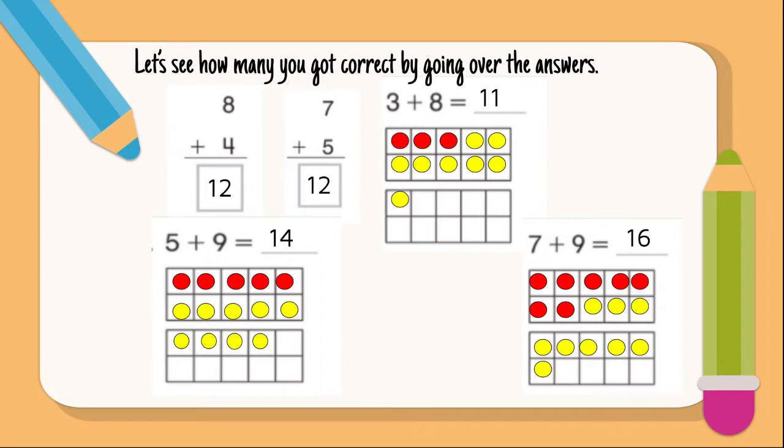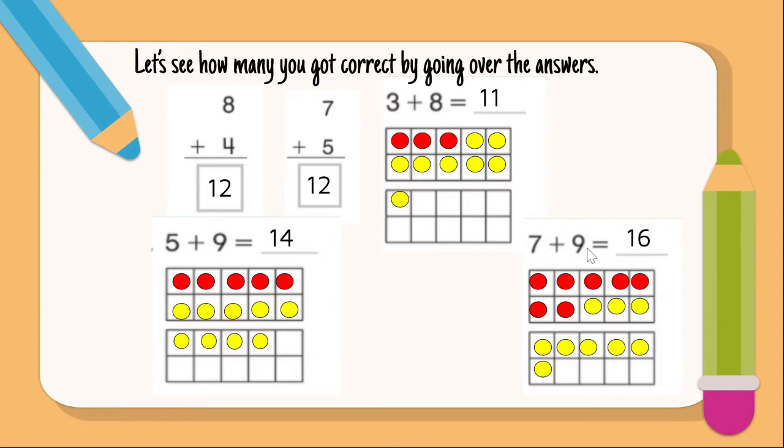8 plus 4 is 12. 7 plus 5 is 12. 3 plus 8 is 11. We have 3 red chips and we add 8 more yellow chips, giving us 10 plus 1 is 11. So 3 plus 8 is 11. 5 plus 9. 5 red chips added to 9 yellow chips gives us 10 plus 4, which is 14. So 5 plus 9 is 14.